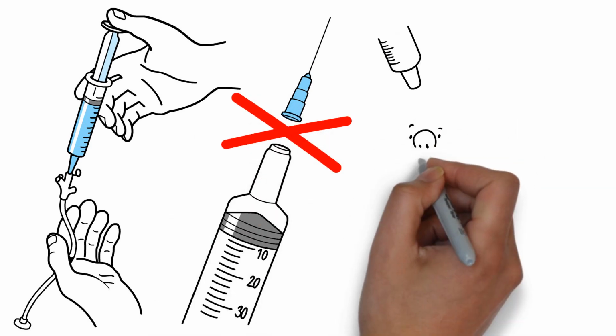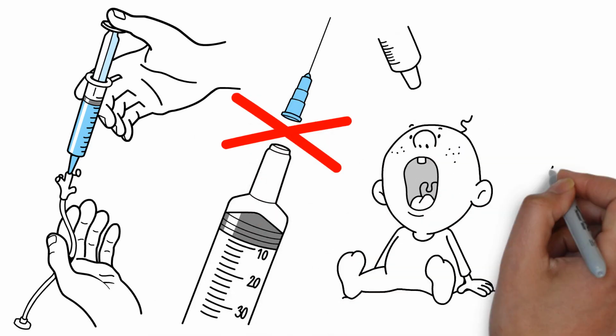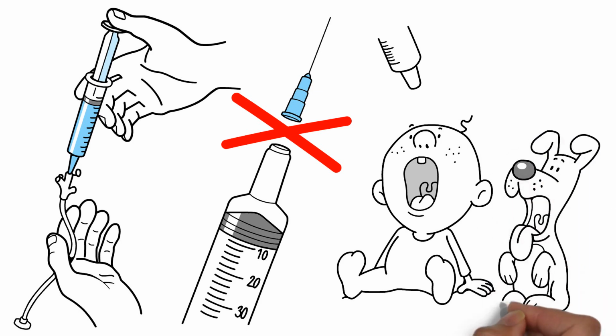Oral dose syringes are commonly seen with oral medication, especially for pediatrics or animal medicine.